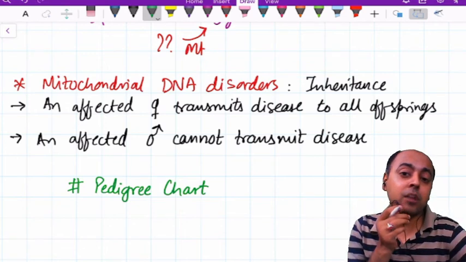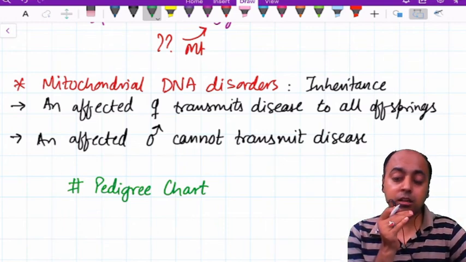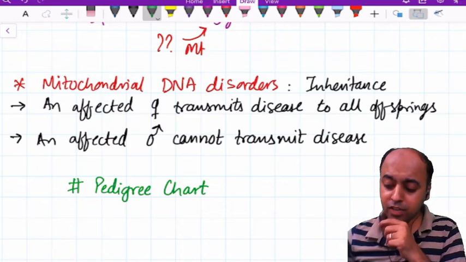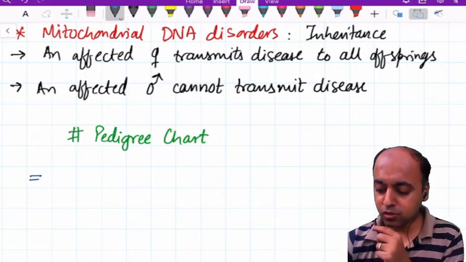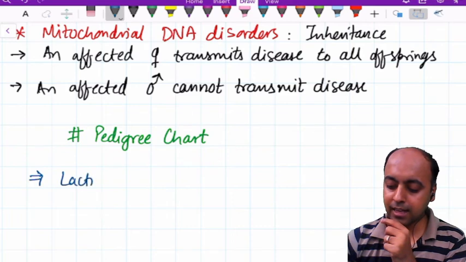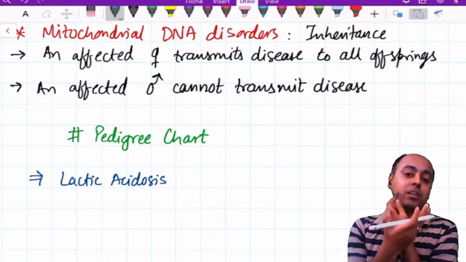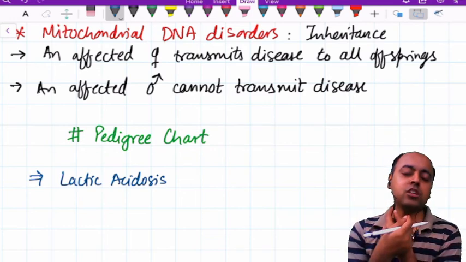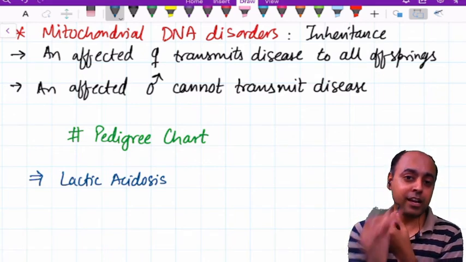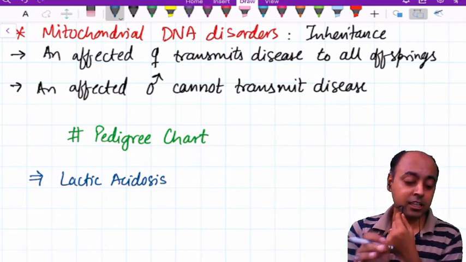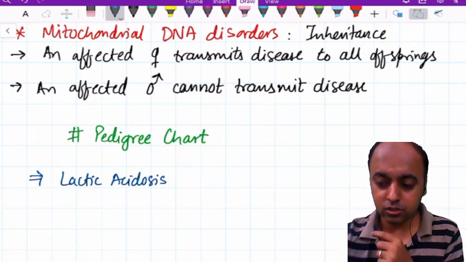but just remember there are certain disorders where the damage is in the mitochondrial DNA, in the 37 genes that we have discussed previously. Because of that damage, we can have certain disorders, and in those disorders, most frequently you will see lactic acidosis. Why? Because all the proteins that are formed by the mitochondrial DNA belong to the electron transport chain. If the electron transport chain does not occur, then aerobic metabolism cannot occur and anaerobic metabolism will occur. The end product of anaerobic metabolism is lactic acid, giving rise to lactic acidosis. So lactic acidosis is the common feature.